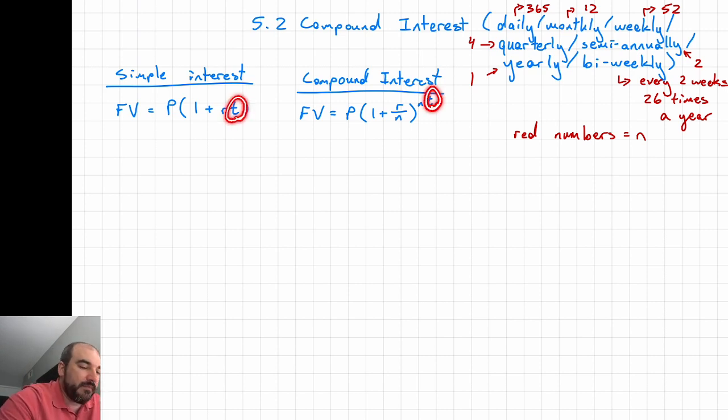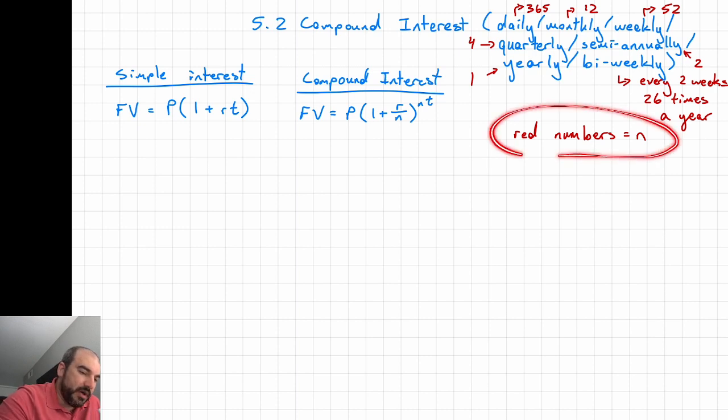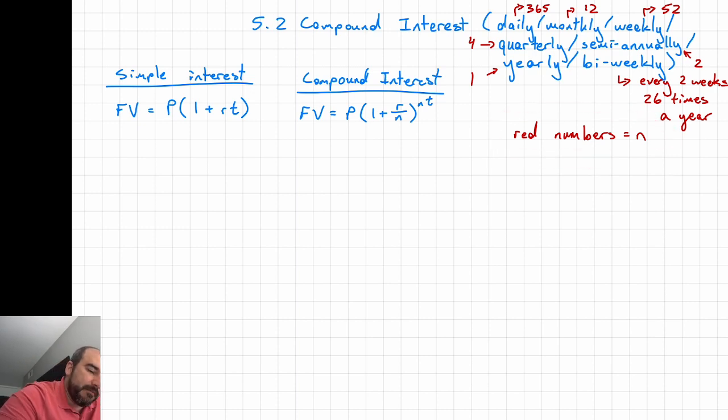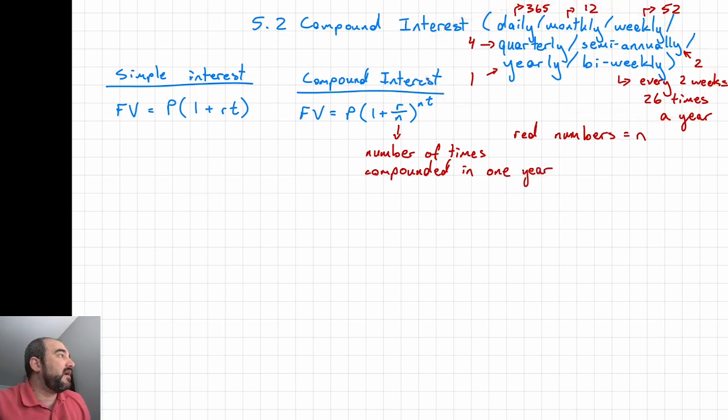The T is the same, right? The T is time, always in years. The only extra thing in this formula is the N, right? And I already told you what N was. It's the red numbers. Let me write down what N is: number of times compounded in 1 year. So it is all of these red numbers that we talked about in the top right corner. It's number of times compounded in 1 year.